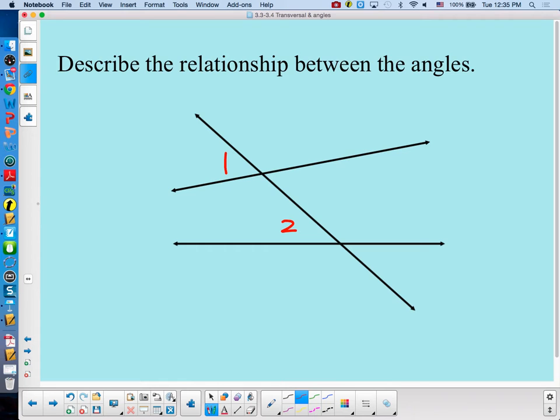Show me. This one should be corresponding. Corresponding, because this is above the line and to the left of the transversal, above the line and to the left. Notice on corresponding, the one is an exterior angle and the other one's an interior angle. You're going to have one of each when it's corresponding. Okay, angle 1, angle 2.